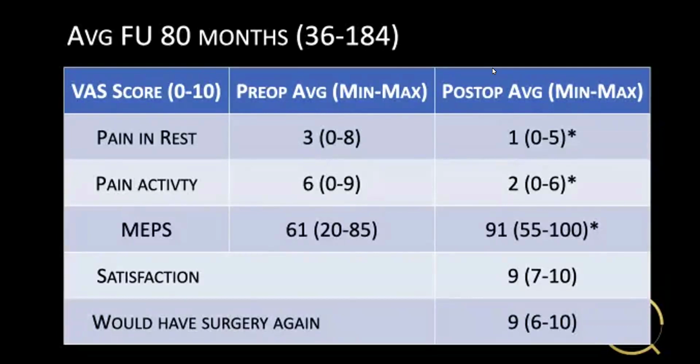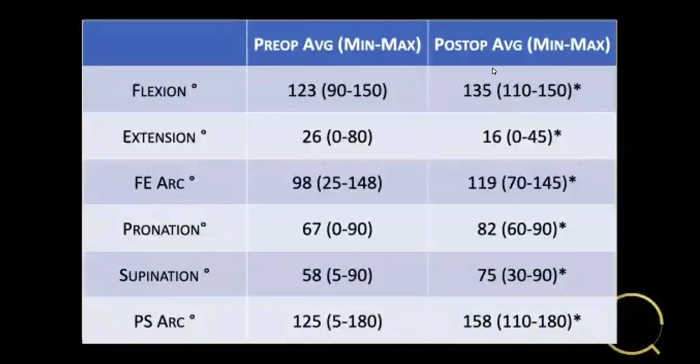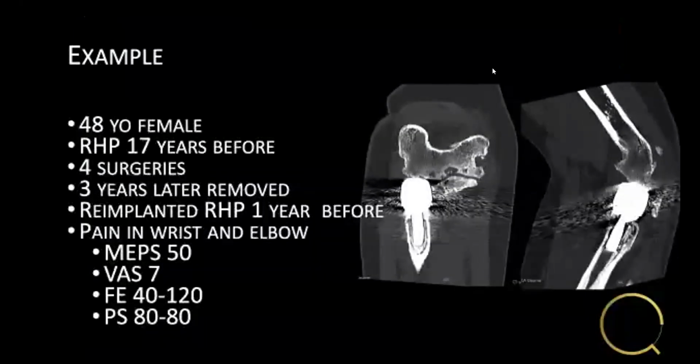Patients gave a score of 9 on the satisfaction scale and 9 when they were asked if they would have surgery again. And all these patients would have had surgery again. Flexion extension improved a little bit. Pronation, supination improved a little bit more. And this is an example of a patient that we included.